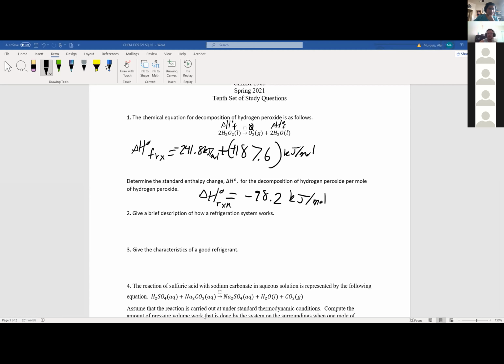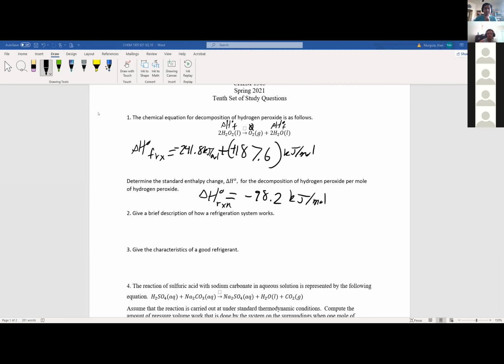So I just looked it up right now. The delta H for water is incorrect. Was it? I looked it up and I got negative 286. So when you do negative 286 plus 187.6, you get 98.4, which is roughly around negative 98.2.